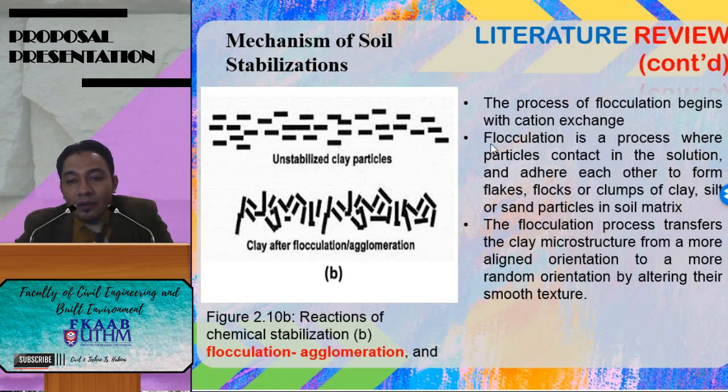The process of the flocculation begins with cation exchange. Flocculation is a process where particles contact in the solution and adhere to each other to form flakes of flock or clumps of clay, silt, or sand particles in the soil matrix. The flocculation process transforms the clay microstructure from a more aligned one, this is the unstable clay material. The structure of the clay is quite aligned in orientation. After the process of the flocculation, the particles of the soil will be in random orientation.